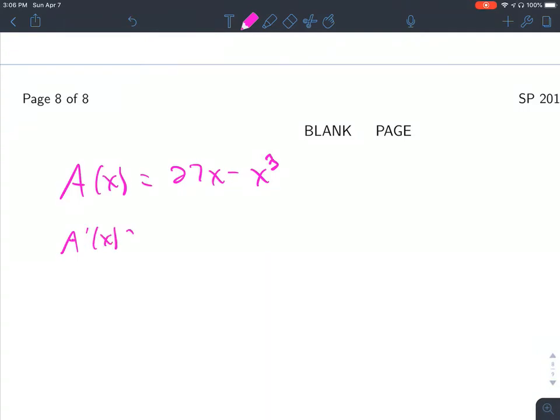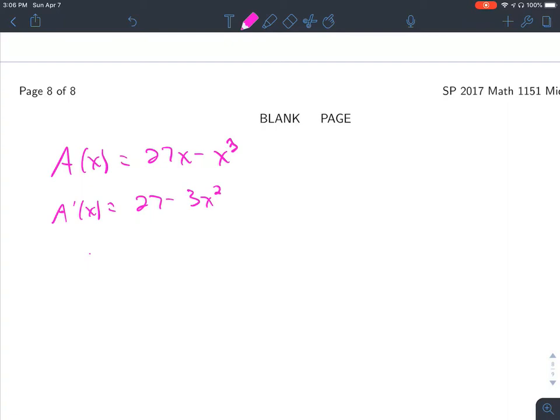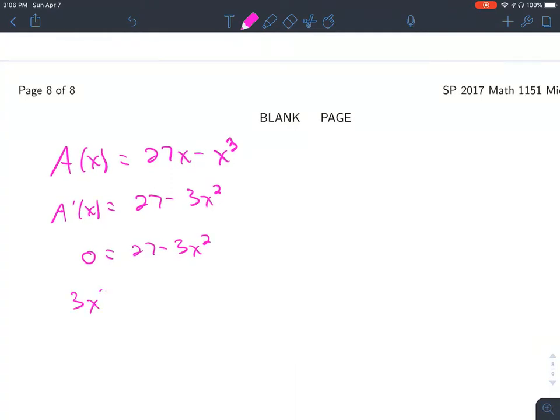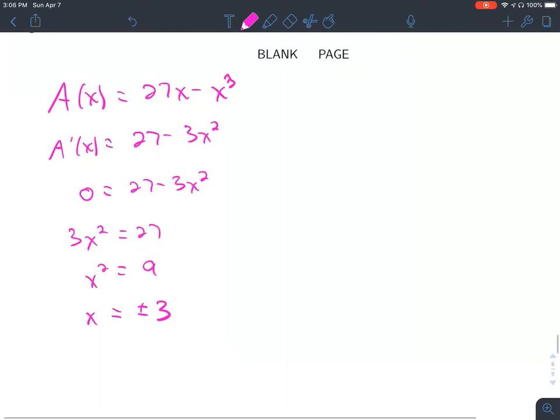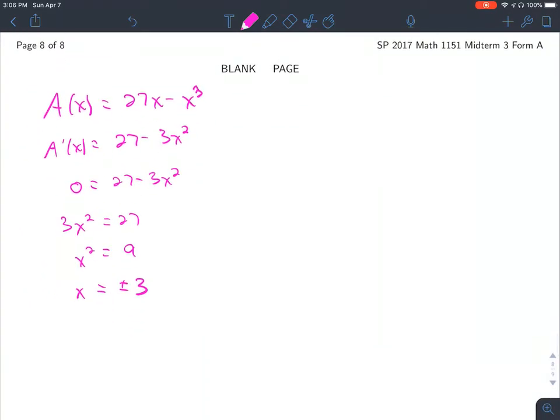Remember the derivative, if you set it equal to 0, finds max and mins. We're trying to find a max. We're going to get 27 minus 3x squared. So now we're going to find critical values by setting this equal to 0. And we end up with x could be positive or negative 3. Which really means we're saying x is going to have to be a 3.